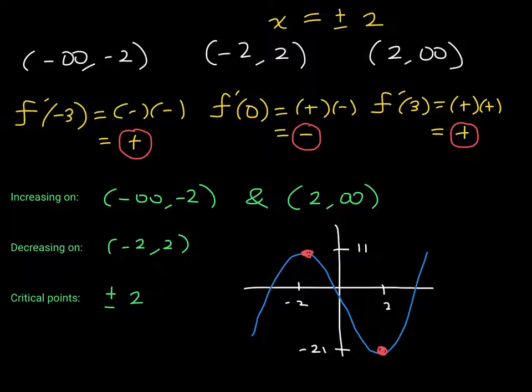Now, what's really interesting is this critical point here and this critical point there. The line tangent to the curve at those points is horizontal, right? So at these critical points, -2 and 2, the line tangent to the curve is horizontal. That is to say, the derivative is equal to 0 at those two critical points, which is exactly what we had found earlier.